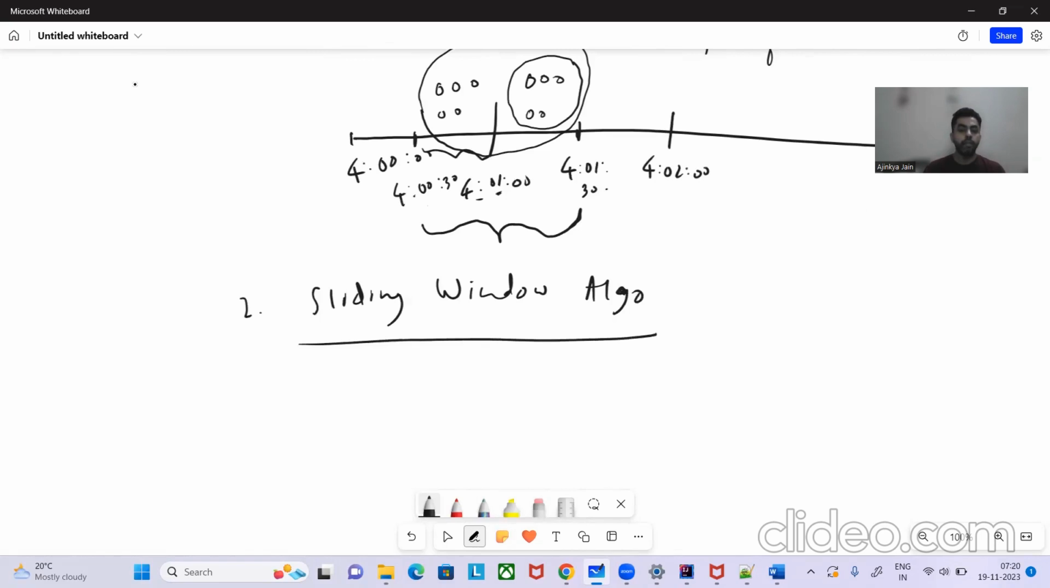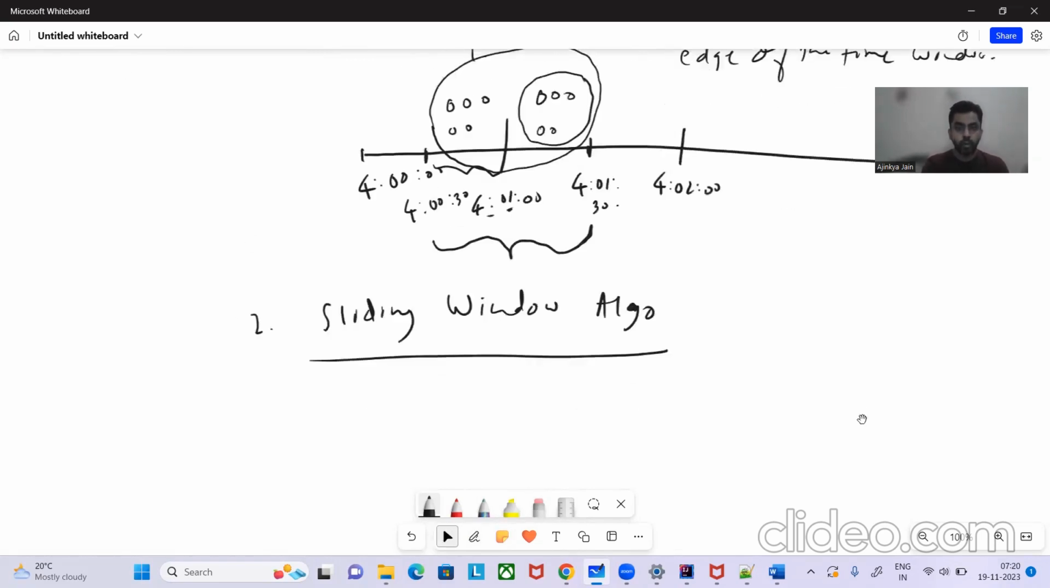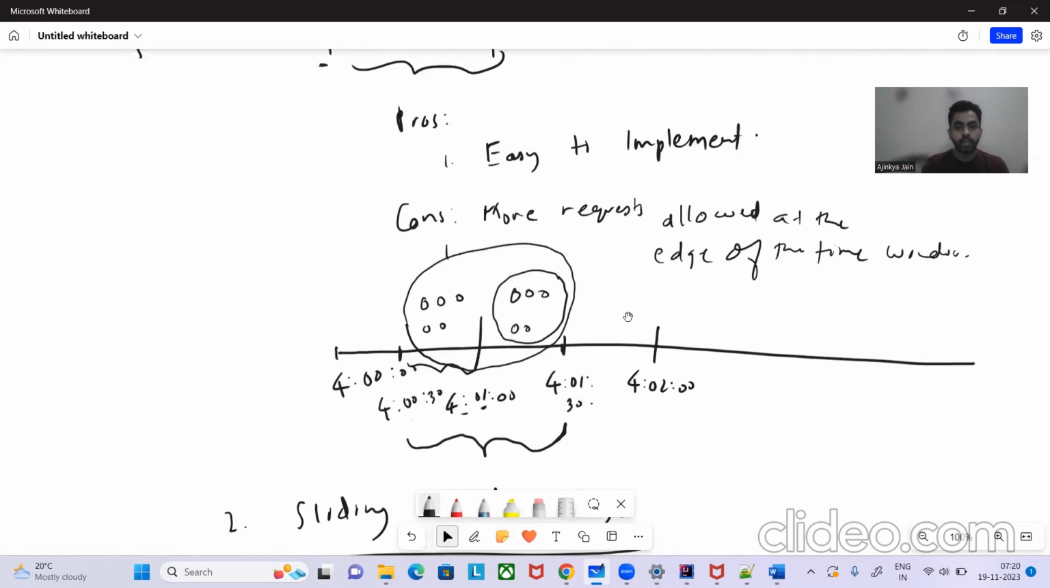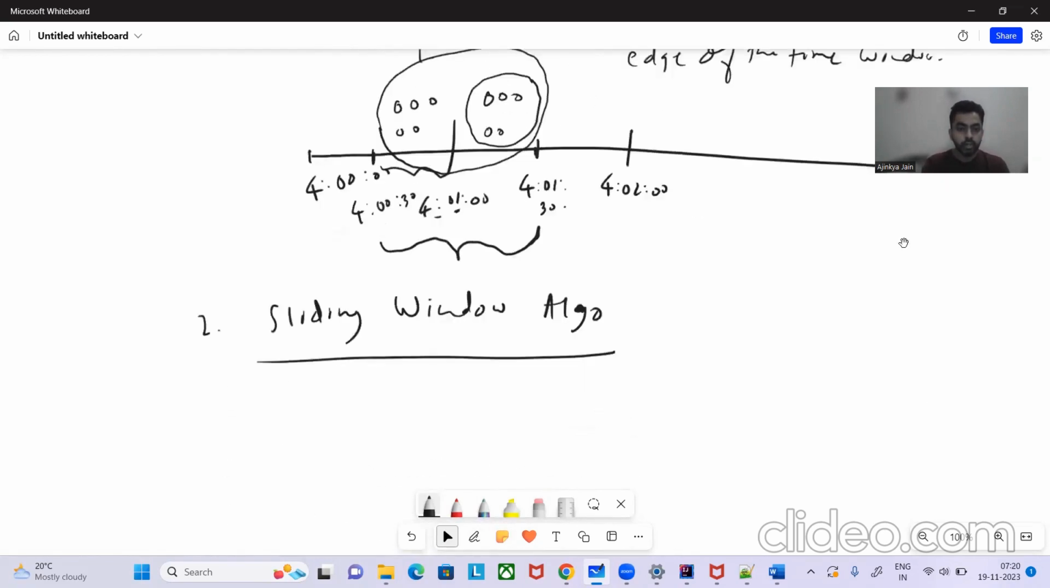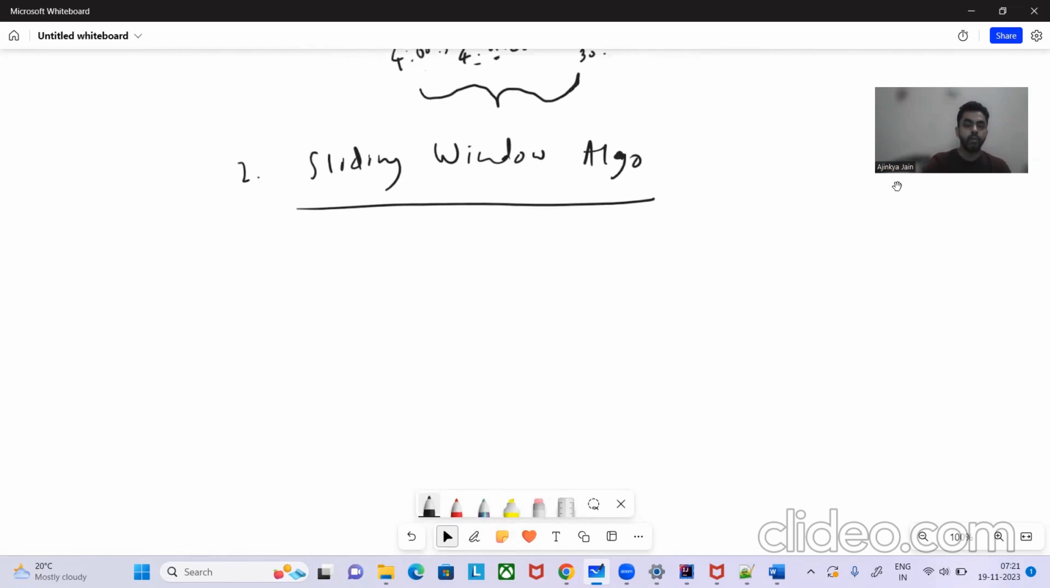Sliding window algorithm. This particular sliding window algorithm overcomes the disadvantage of the first one. Let's see how it works. Basically, this algorithm works in a sliding window fashion. It does not have the fixed window of the previous algorithm. It works according to the sliding window approach.